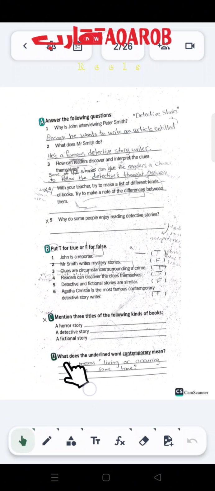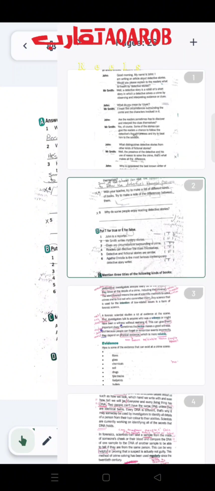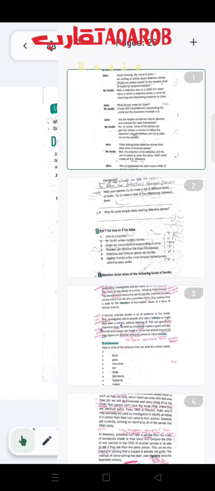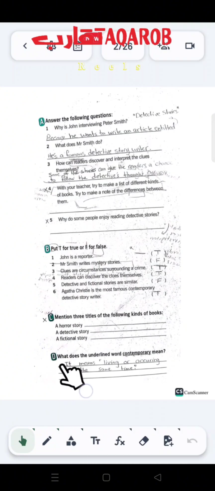Now D, what does the underlined word contemporary mean? So here the word contemporary, when we say about the writer, he's a contemporary writer, it means living or occurring at the same time. Living at the same time.